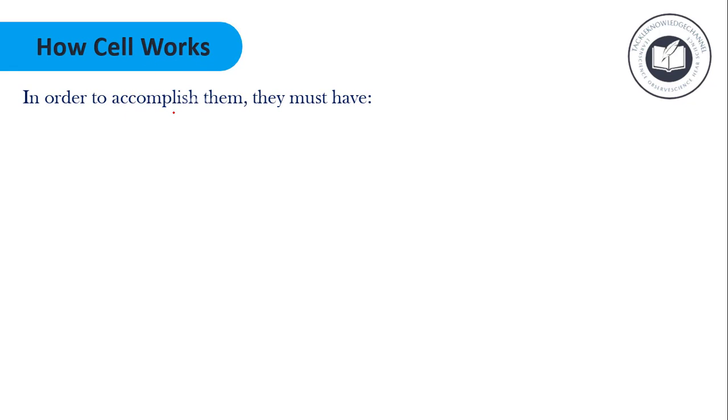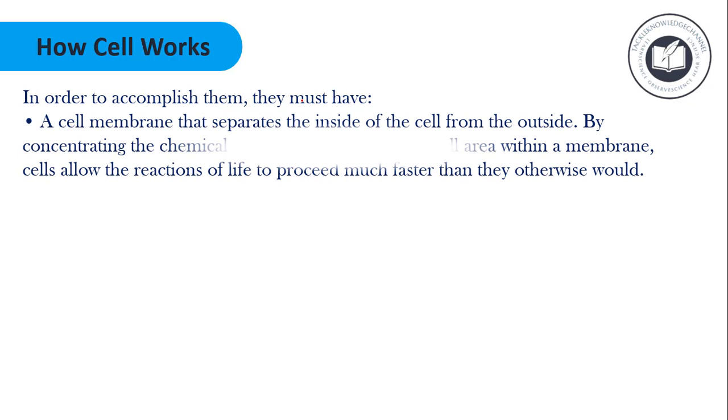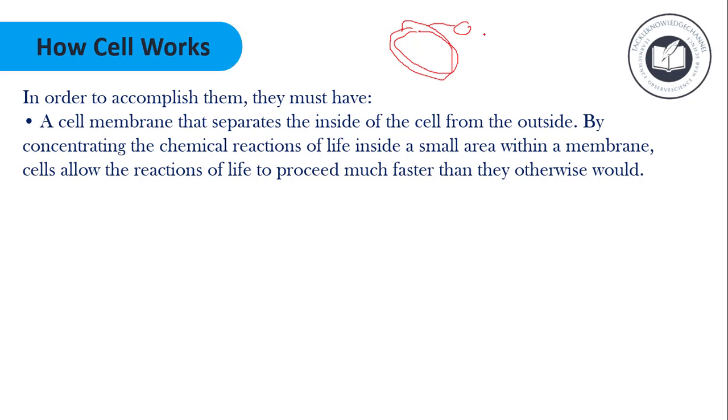First, to accomplish the cell's work, they must have a cell membrane that separates the inside of the cell from the outside. So this is the cell, and it is having a cell membrane. We will be calling this a cell membrane. The cell membrane is separating the inside of the cell from the outside of the cell.